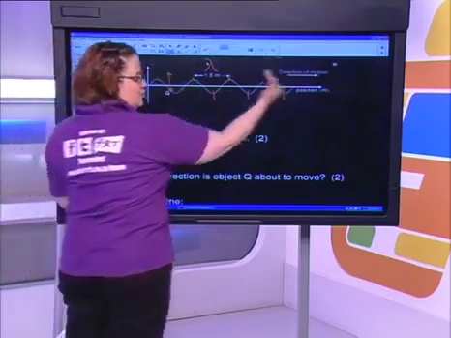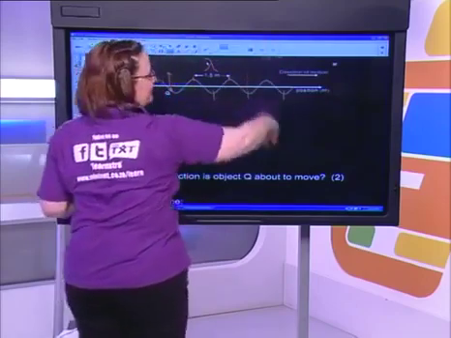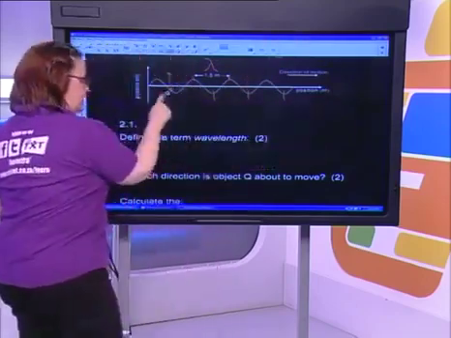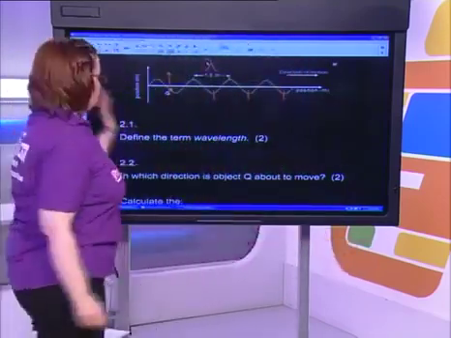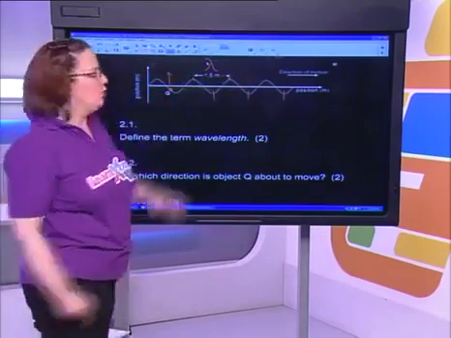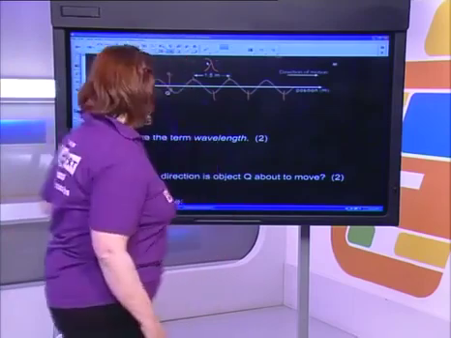So everything to the right of particle Q has already happened to Q. It's already done all of this. Whatever's on the left of point Q is what's still going to happen to Q. Okay, so this still has to come towards Q, which is why point Q is moving up. It's the easiest way to think about it, all right?